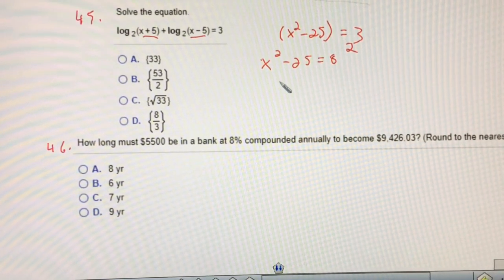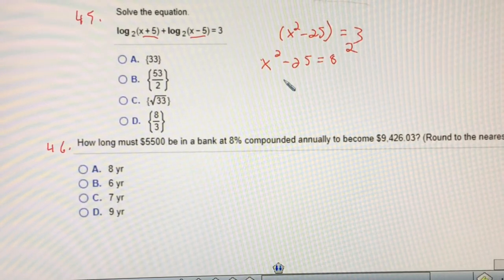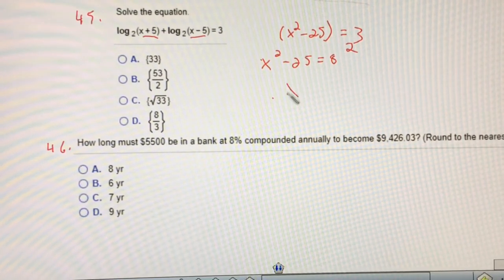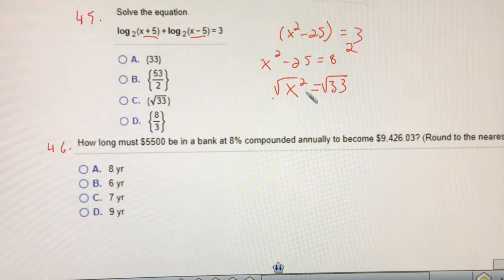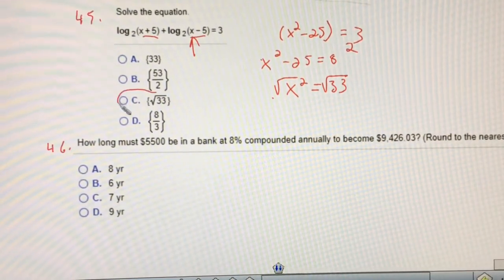I add 25 to both sides. That's going to give me 33. X squared equals 33. The opposite of squaring is square root. I know I'm supposed to add a plus minus, but a negative over here would not work. So it's going to be the square root of 33.